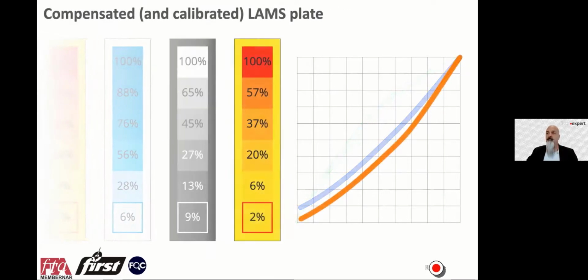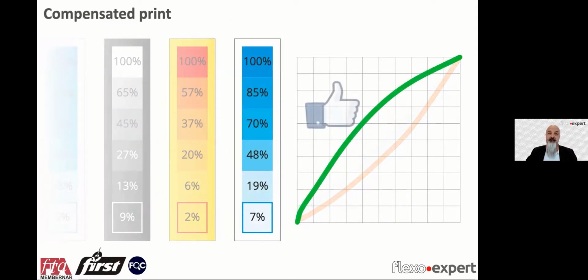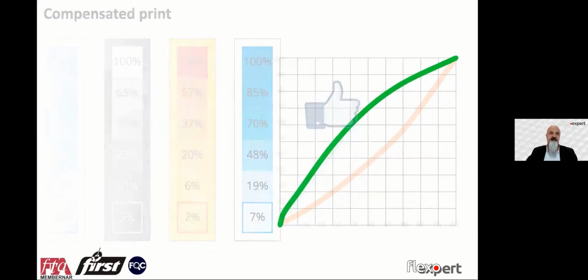Okay, so we have our bumped and compensated plate, and we can print. And hopefully the results are good and we are matching our target, with our 50% printing approximately 70 and matching the target curve. Okay, but where is this target curve coming from?